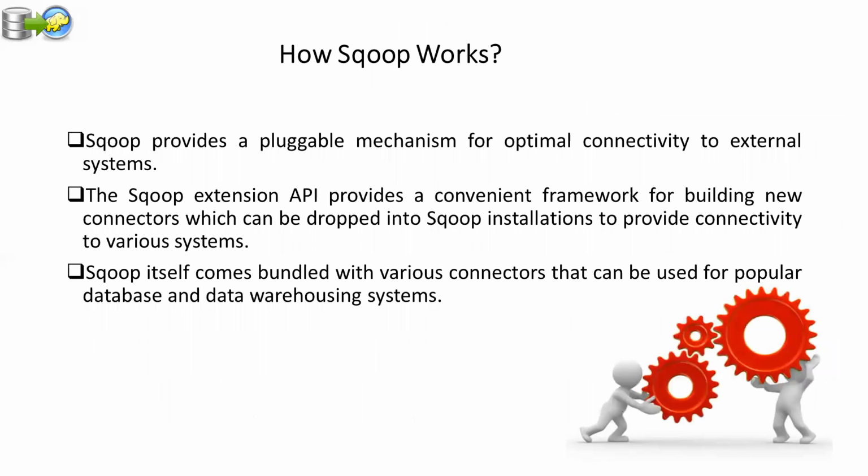How Sqoop works. Sqoop provides a pluggable mechanism for optimal connectivity to external systems. The Sqoop extensions API provides a convenient framework for building new connectors which can be dropped into Sqoop installations and provide connectivity to various systems. Sqoop itself comes bundled with various connectors that can be used for popular database and data warehouse systems.